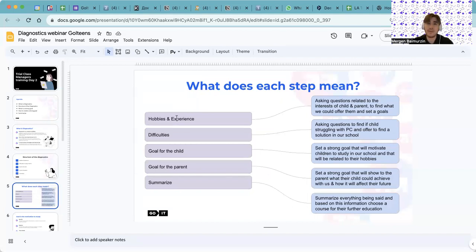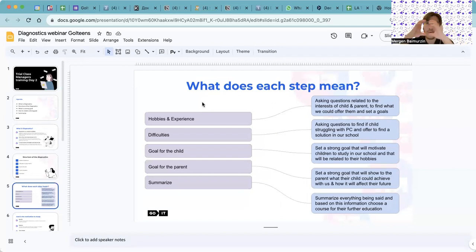Hobbies and experience. Why do we ask such questions? We ask such questions in order to find what the child is attracted to, what the interest of the child is, what they like, for example. Bobby, tell me please about your hobbies. What do you like to do in your free time? And Bobby tells us, like playing football, and I also love Marvel movies, maybe like Spider-Man. And then in this section, you are engaged in a dialogue with a child.